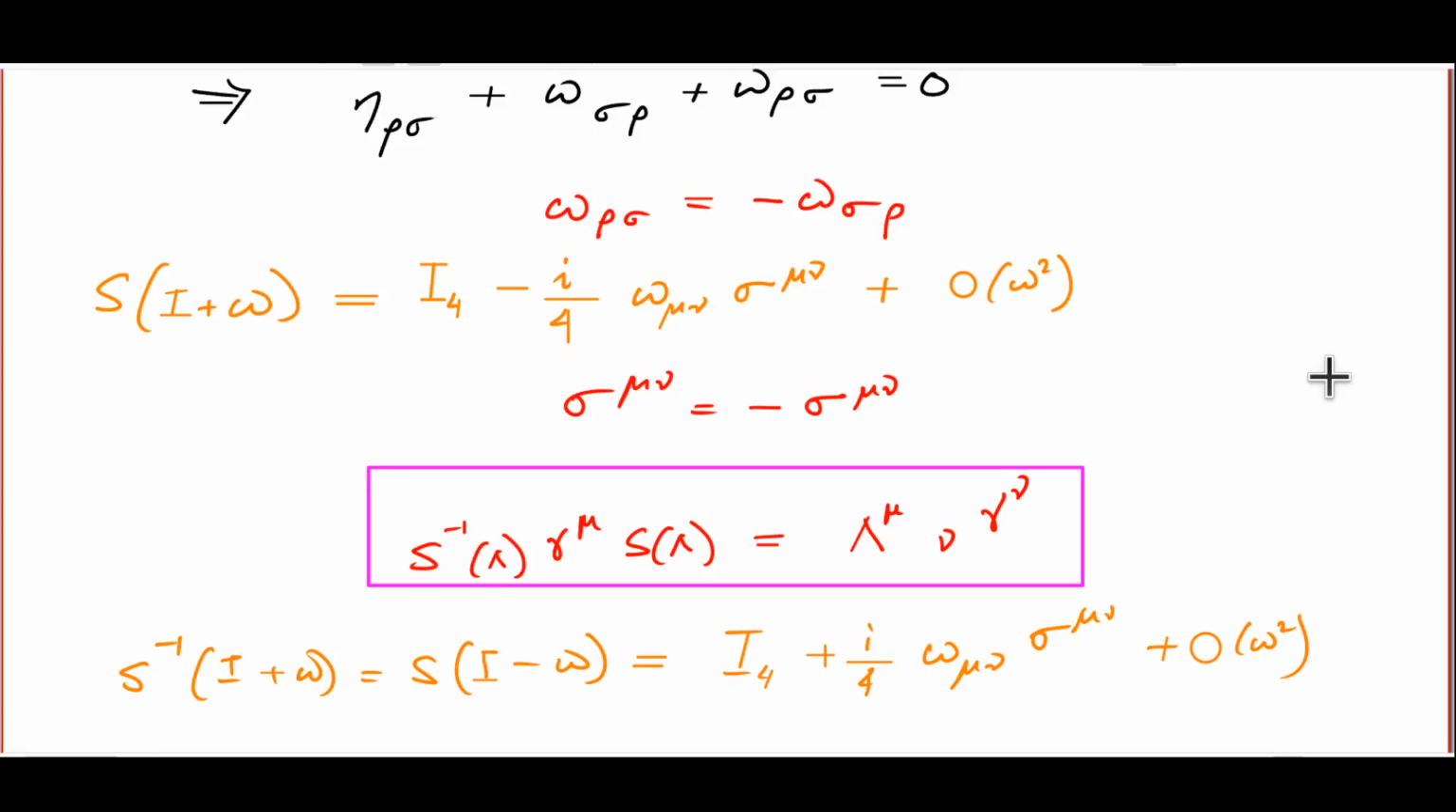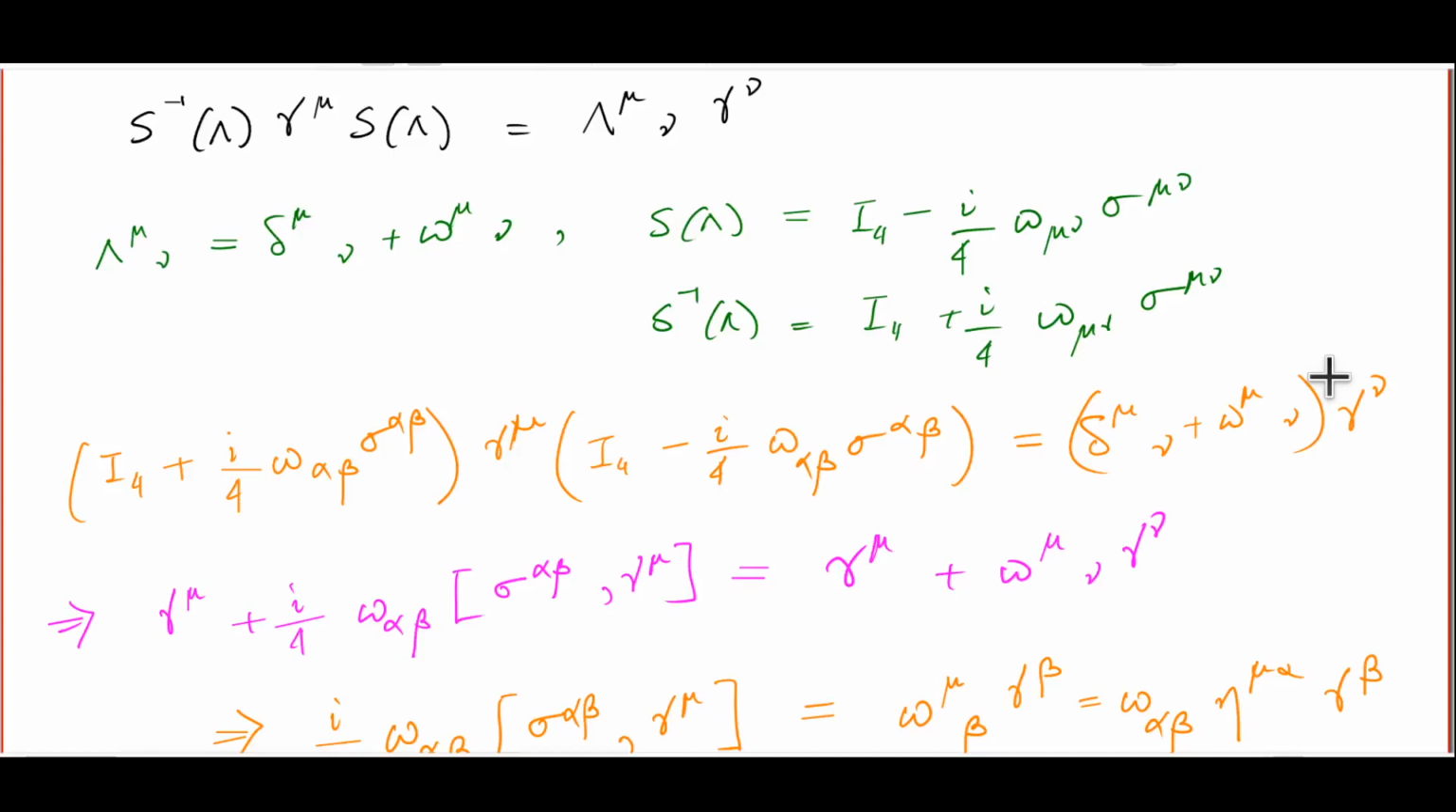Now S of I minus omega, the inverse of S of I plus omega, has exactly the same expression as S of I plus omega itself, except that the omegas all change sign. So what you are left with, up to order omega, is the expression 4 by 4 identity plus i by 4 omega mu nu sigma mu nu. We are now going to use these expressions, plug them into our basic defining rule about how gamma mu changes under the similarity transformation, and try to figure out basic defining properties of the sigma mu nu matrices using that.